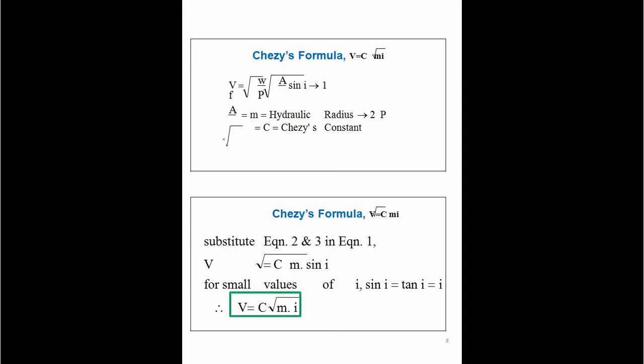Chezy's formula, that is nothing but V is equal to C into root of mi. Where V equal to root of w upon P, that is nothing but A upon P into sin i. I will call this equation 1, and m is the hydraulic depth, and R is the radius, and this I will call as 2, and where C is the Chezy's constant. You know that Chezy's formula is V is equal to C into root of mi. So this is equation number 2. So substituting equation 2 in equation 1, then V equal to C into root of mi into sin i. For smaller values of i, sin i equal to tan i, that is equal to i. Therefore V is equal to C into root of mi.